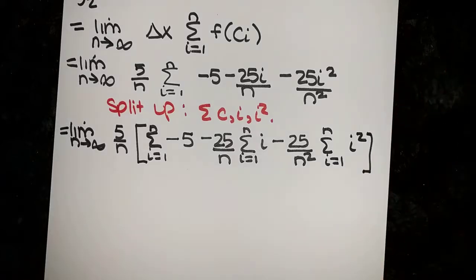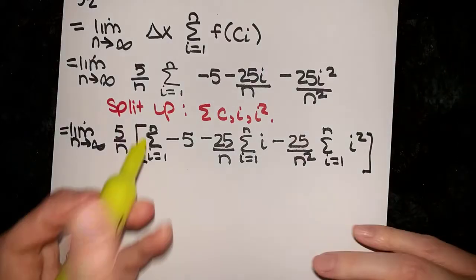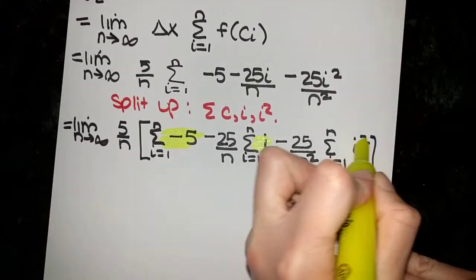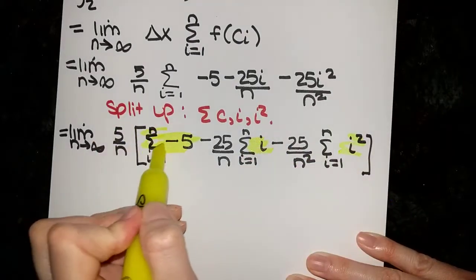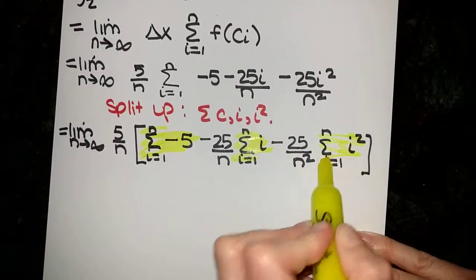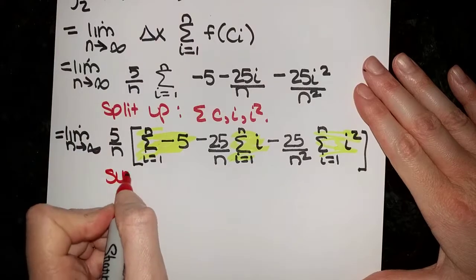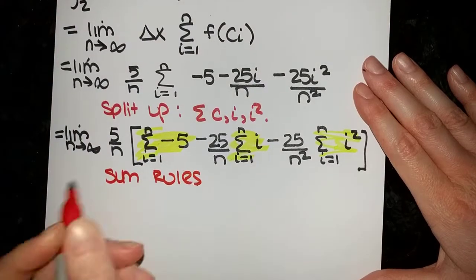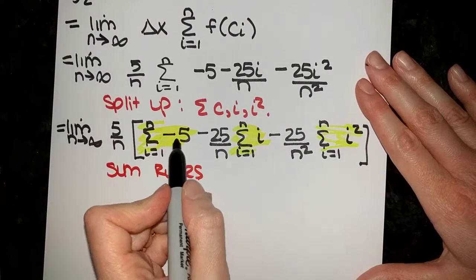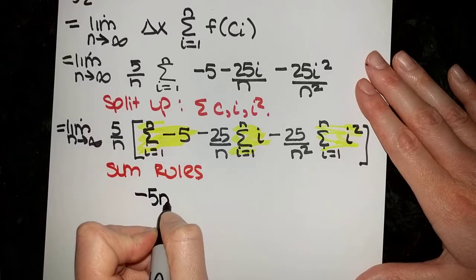Okay, so now I have everything in terms of a constant, an i squared, and the summation. So once that happens, what I can do is use my summation rules. So now I'm going to step 2, where I'm using my sum rules. So this constant of -5 summed up becomes -5n.